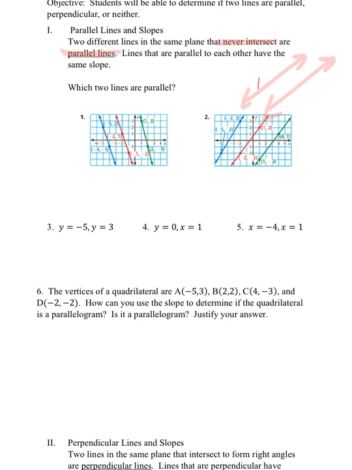The ratio of rise to run is going to have to be exactly the same. If they are never going to intersect, if they're going to continue on like that, they have to have the same slope. So when you're looking at a set of lines and you're trying to determine which two lines are parallel, the easiest thing to do is find the slope of every line.